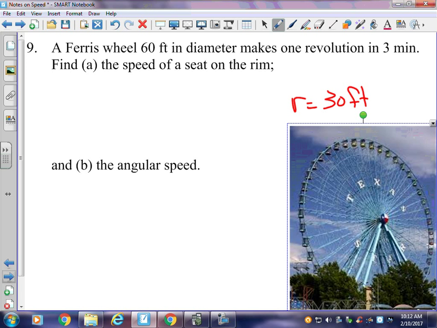But it says it makes 1 revolution every 3 minutes. So this one's even slower than the Ferris wheel we had the first time, right? Probably because it's huge. Exactly, it's huge. And think about it. If it's 60 feet across and the people are getting on down here at the bottom, a little bit off the ground, right? That's way up there.